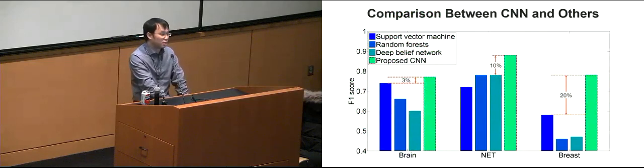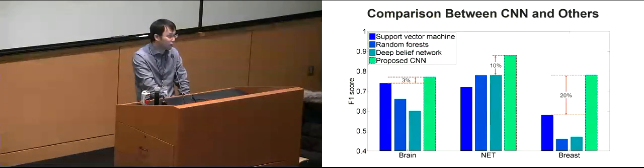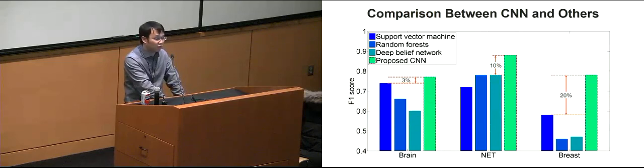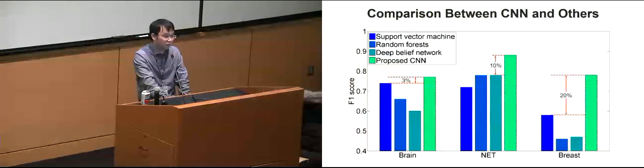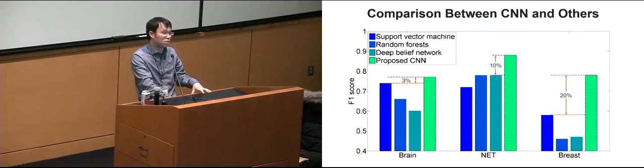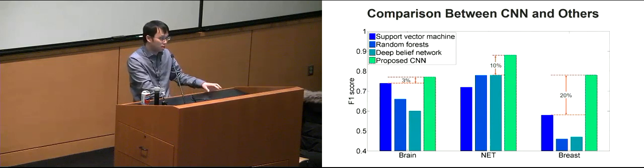And we compare with other traditional machine learning-based methods. As we can see, in particular for the breast cancer image data, which is much more challenging, our algorithm can produce much better performance. Here we discuss how to design a deep convolutional neural network for object detection for image quantification.